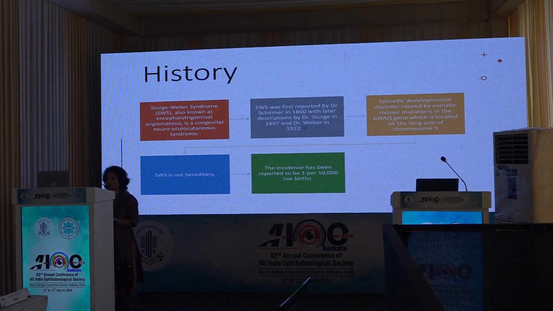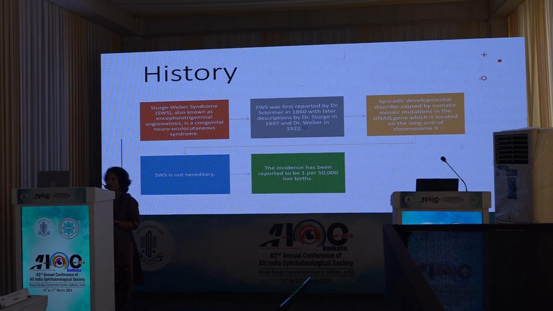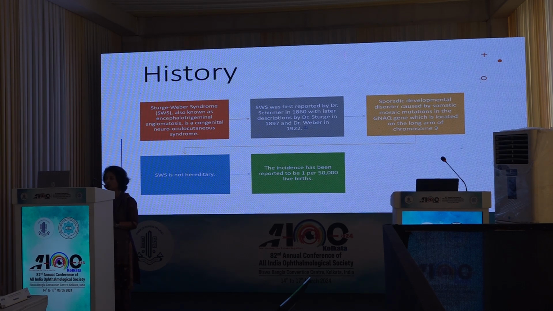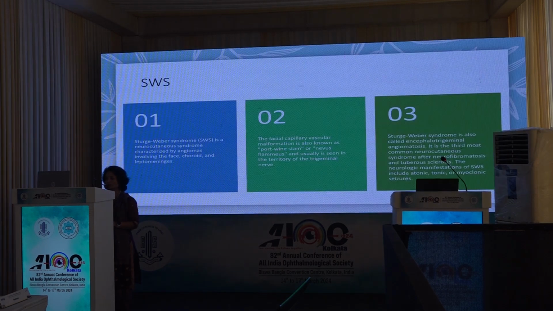So when we go to the history of Sturge-Weber syndrome, it is also known as encephalotrigeminal angiomatosis, and it is a congenital neuro-oculocutaneous syndrome. It was first reported by Dr. Sharma in 1860, with later description by Dr. Sturge in 1897 and Dr. Weber in 1922. That is why it is Sturge-Weber syndrome. It is a sporadic developmental disorder caused by a somatic mosaic mutation in the GNAQ gene, which is located on the long arm of chromosome 9. It is not hereditary. The incidence has been reported to be 1 per 50,000 live births.